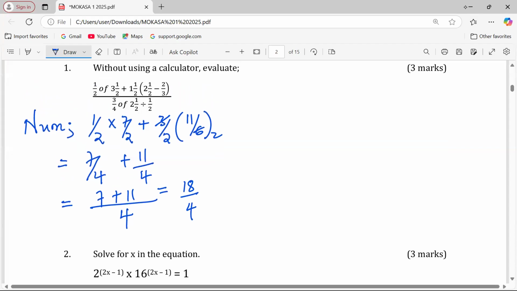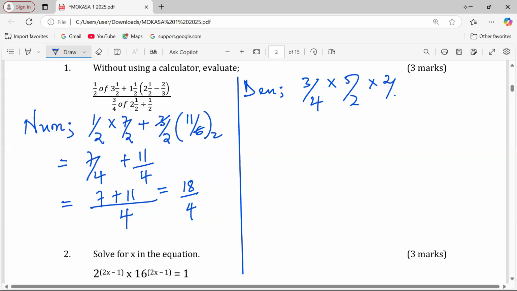Then after this, we can check our denominator and what it has. So in the denominator, we will be having 3/4 instead of "of" a multiplication of 5/2, which is 2.5. Then instead of divide by, we can multiply by 2/1. So this can simplify to 15/4.